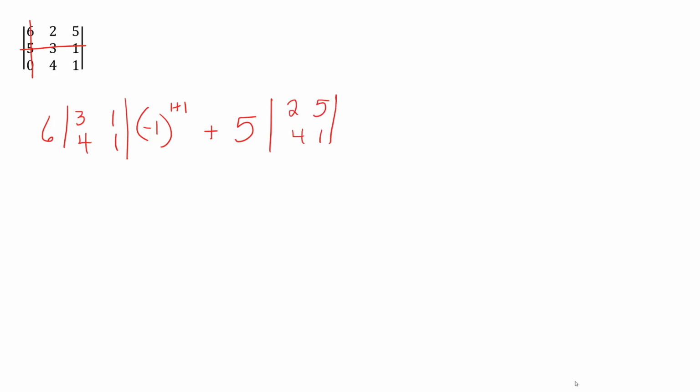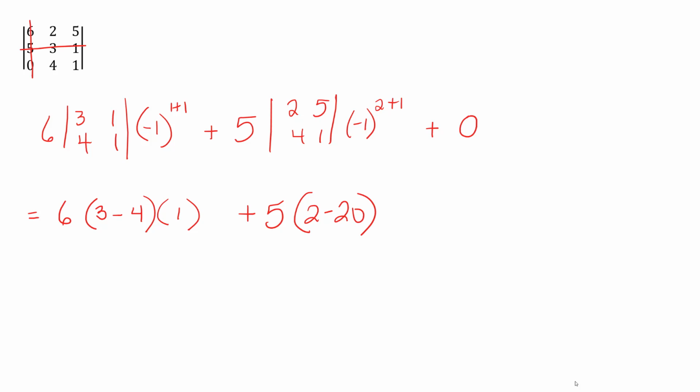So this one, we're going to use 6 times the minor times -1 to the row plus column. And then we're going to go on to 5. We're using the first column. So 5 times the minor, 2, 5, 4, 1, times -1 to the row plus column, 2 plus 1. And then for the last thing, we have 0, so that's good. All right, now we're just going to do 6 times the determinant: 3 minus 4, and then -1 squared is 1. And then 5 times 2 minus 20, and -1 cubed is -1. And so we multiply all that out, and we get 84 for that second determinant.